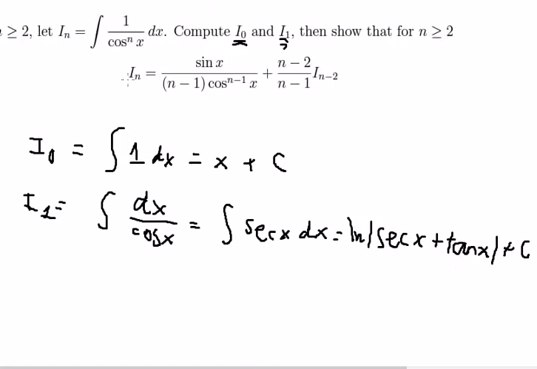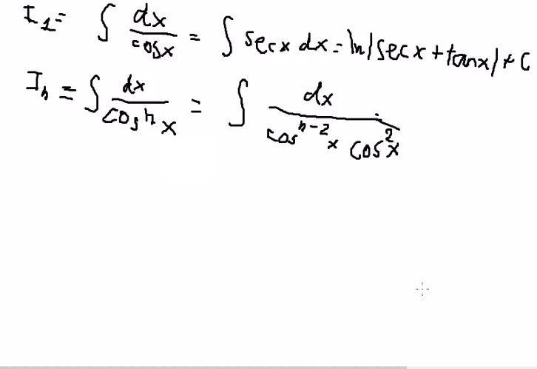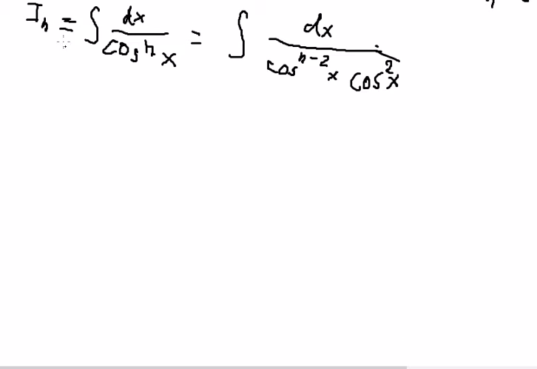Next, we need to prove this. We have I n, that is the integral of ds over cosine s to the power of n. So we can write the integral of ds over cosine s to the power of n minus 2, and we have cosine s squared in here. So we can use integration by parts.